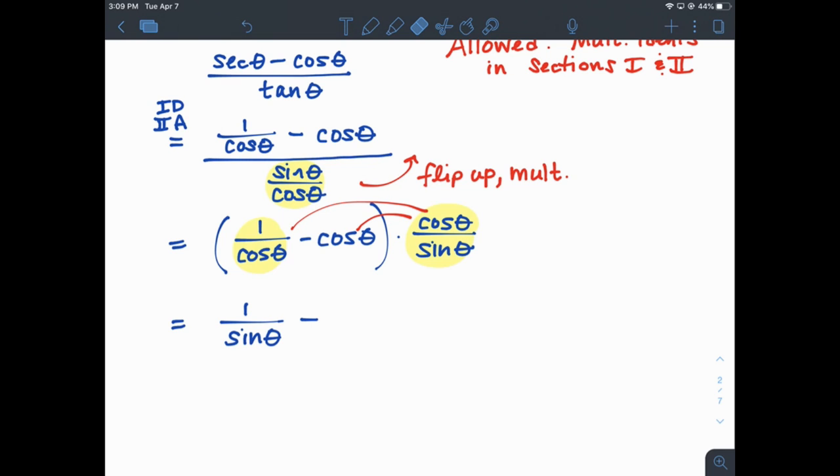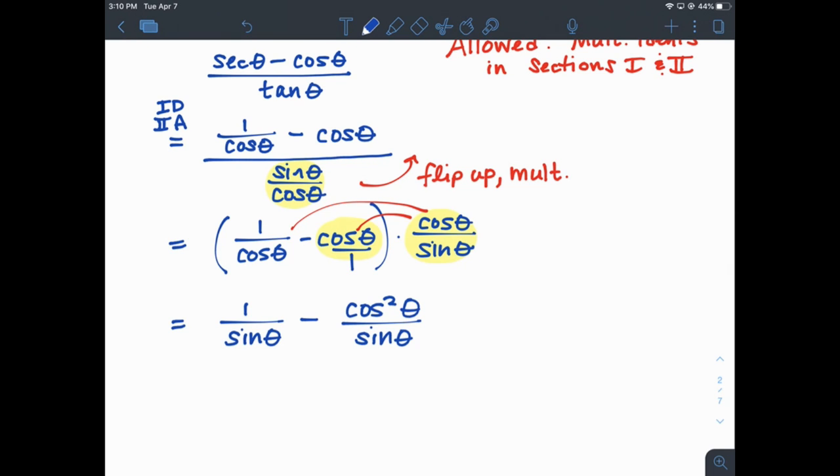minus, and then cosine, which is really a cosine over 1, times cosine over sine. This time the cosines don't cancel. The cosines multiply. Cosine theta times cosine theta is cosine squared theta. And then the bottom 1 times sine is sine. So when you multiply fractions, multiply the tops, multiply the bottoms.